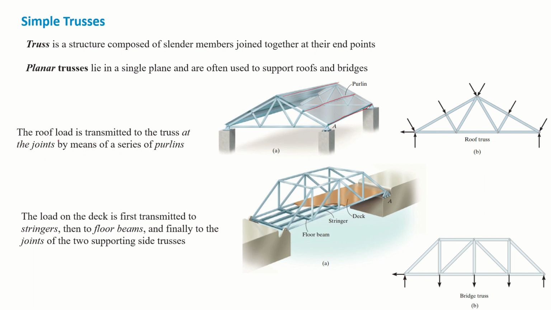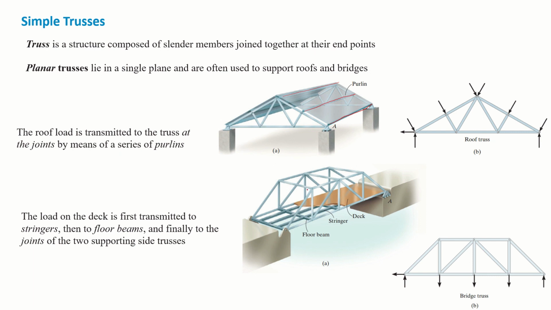In the roof, load is transmitted to the truss at the joints by a series of purlins. You can see these are the three purlins we can see in this figure, and three on the other side. So load is transmitted through purlins to the joints of this roof truss.